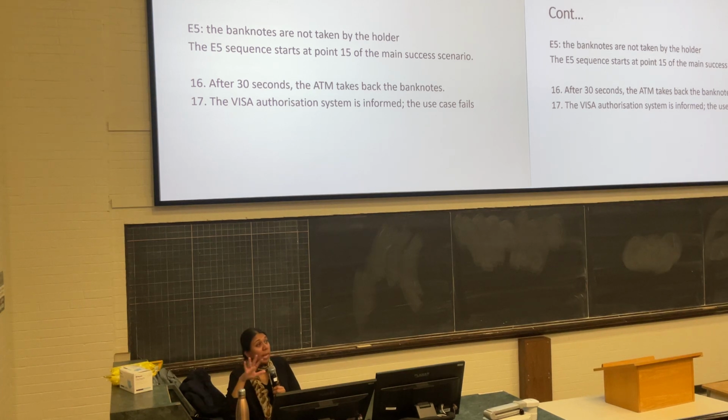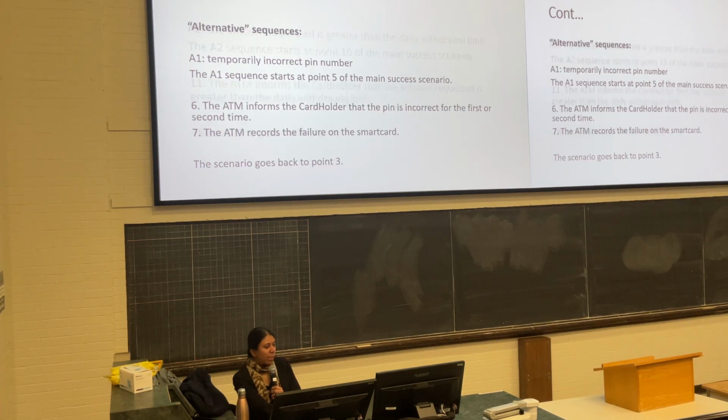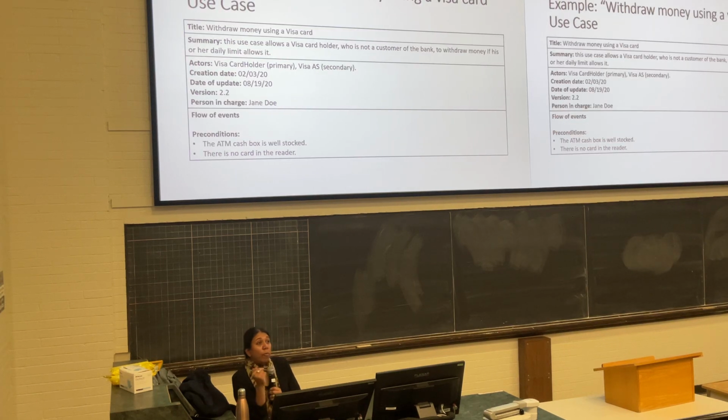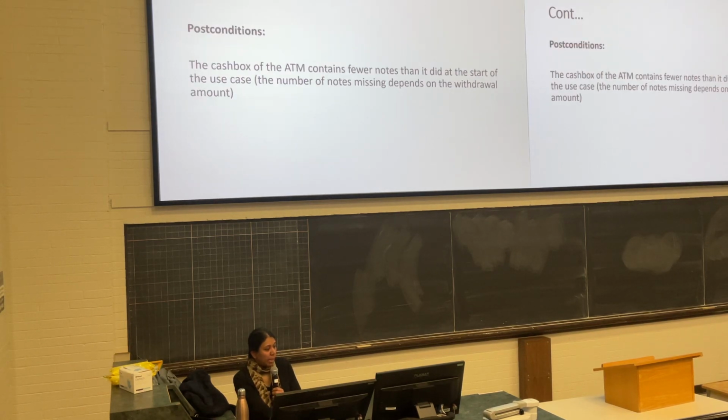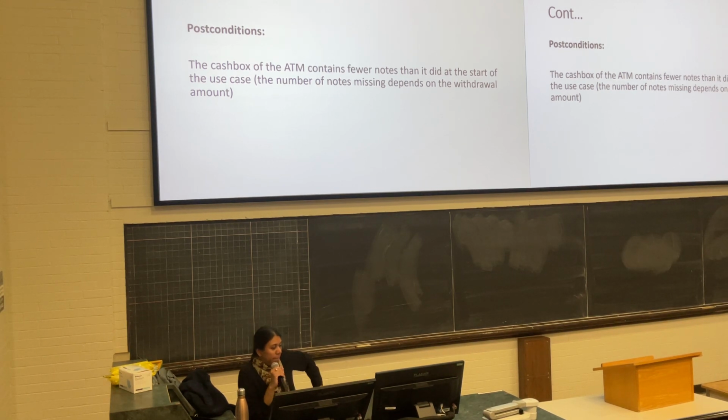So for your use case, think about all these different alternative scenarios, error sequences. What is the post-condition of this particular use case, which is withdraw money? The precondition was the ATM has money and there's no card in the reader for you to be able to actually do the transaction, which is withdraw money. So the post-condition is this: the ATM has less money than before the withdrawal. As simple as that.